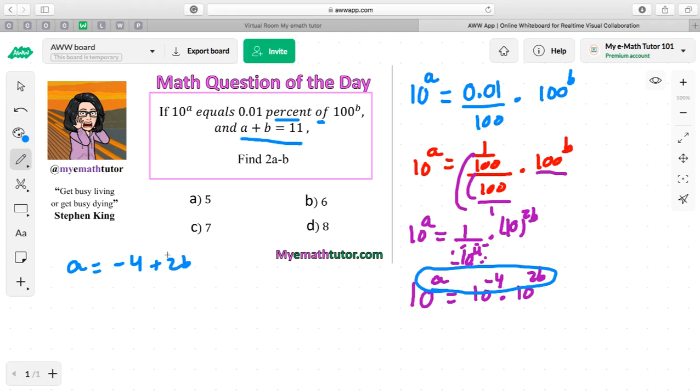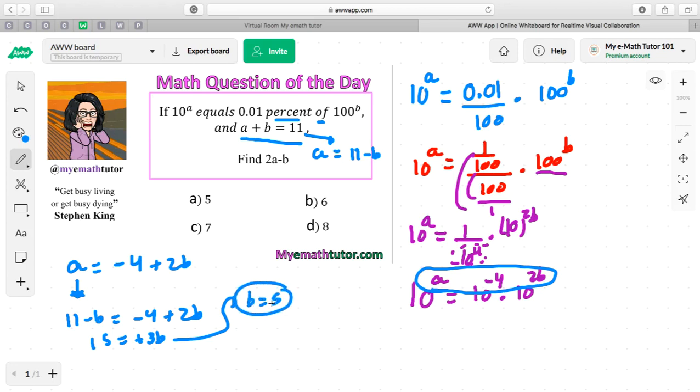Now, I also know that a plus b equals 11. So what I'm going to do is say that a equals 11 minus b. All I did is move b to the other side. So I can go ahead and substitute. Instead of writing an a here, I'm going to say 11 minus b equals negative 4 plus 2b. I'm going to put the b's together and the numbers together. So this is going to be 15 equals negative 3, actually positive 3b. And then b is going to equal 5.